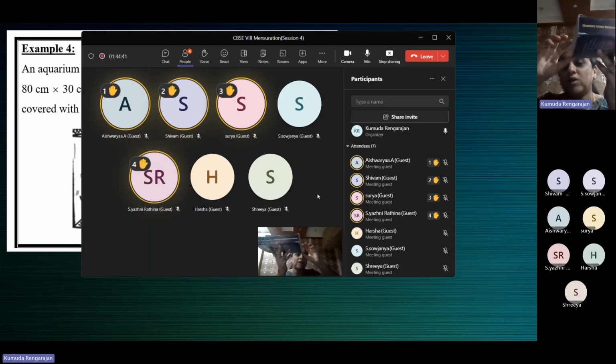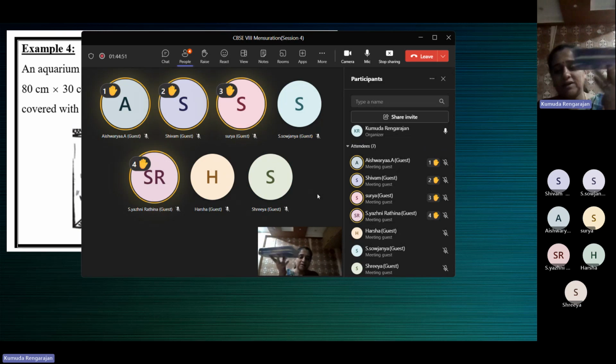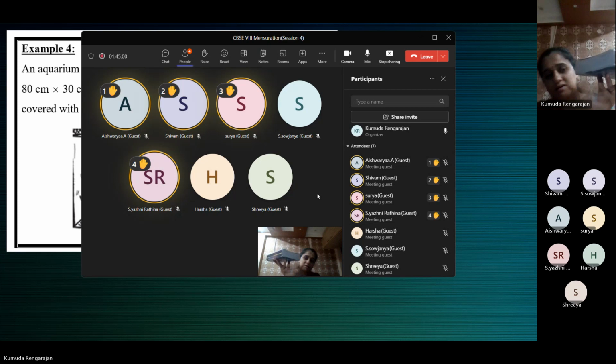This is breadth. And what about this one? Height. See, for this face, I'm turning the cuboid. Now, the area of this face will be this one, which is the breadth, into this, which is the height. So breadth into height will be the area of the left and the right faces. Breadth into height.